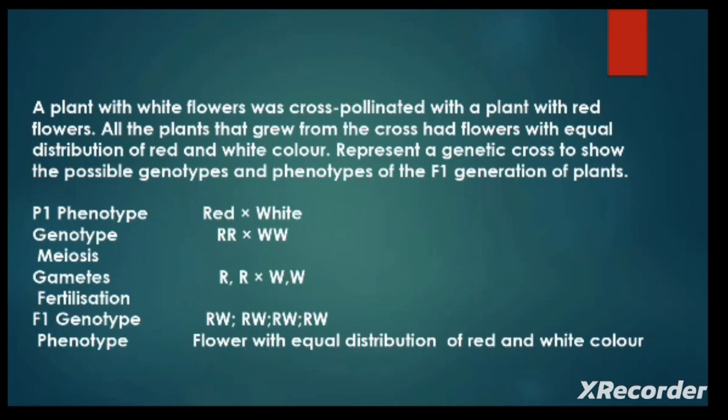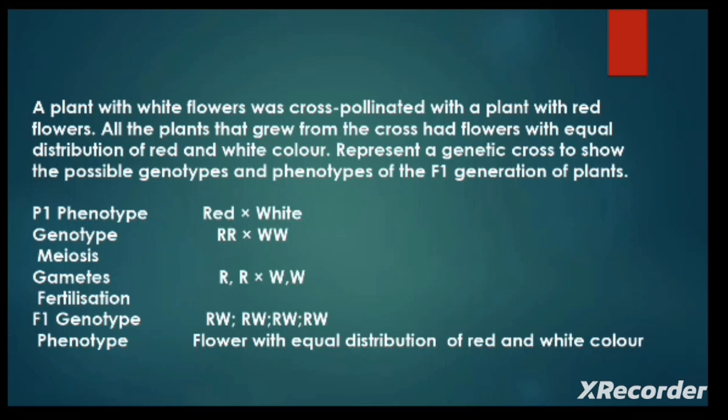But then what is going to be the phenotype? Did they tell us the phenotype in the statement? They told us that all plants that grew from the cross had flowers with equal distribution of red and white color. So the phenotype is equal distribution of red and white color, right? So this type of dominance is codominance.